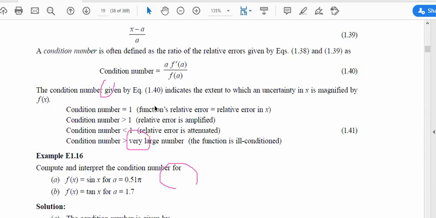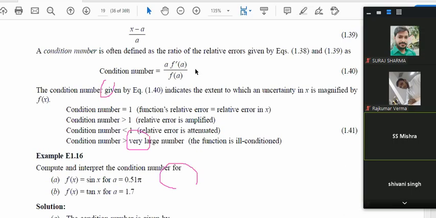When the condition number is 1, you can substitute from here. This will be f dash a is equal to f a. You can substitute here, and you will simply get the condition 1. The function's relative error is equal to the relative error in x. Okay, you will get it.